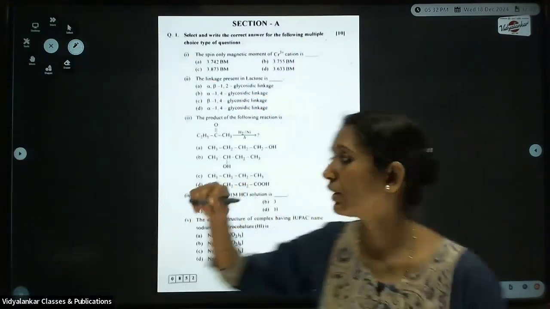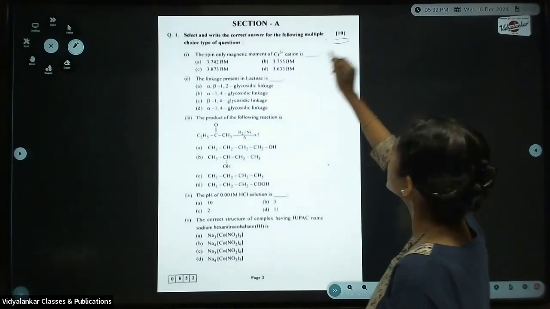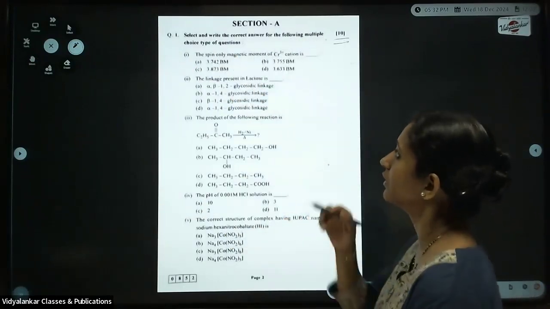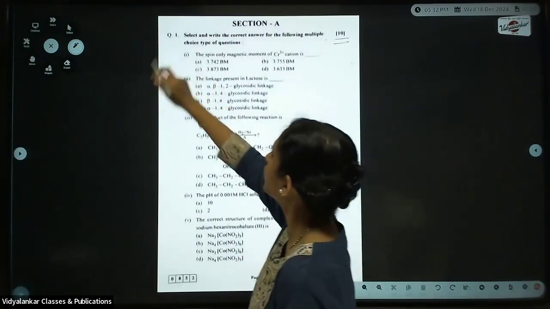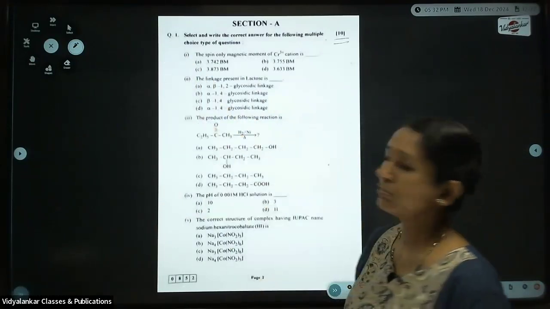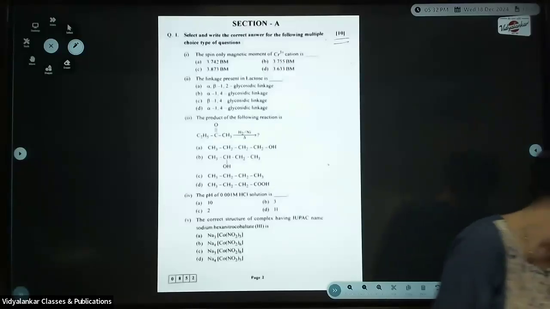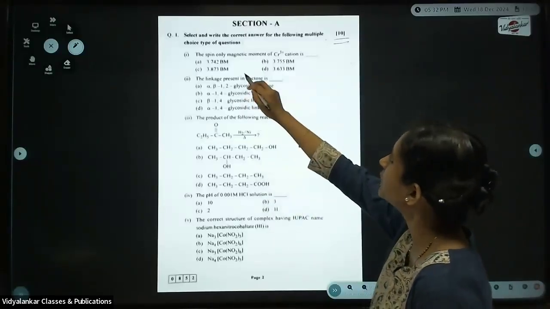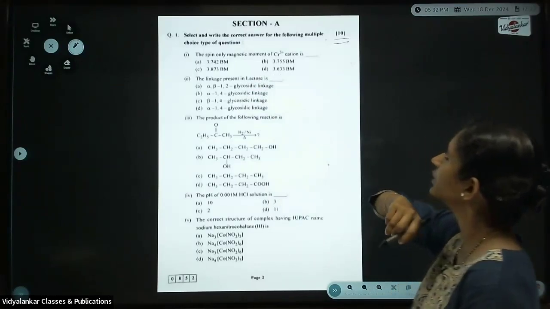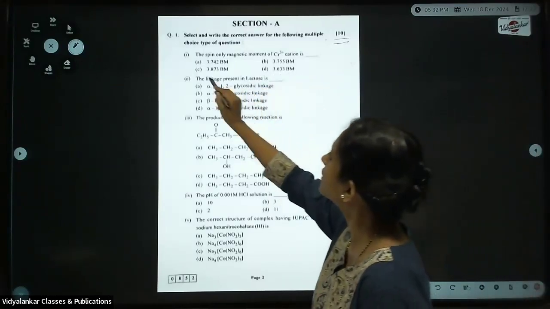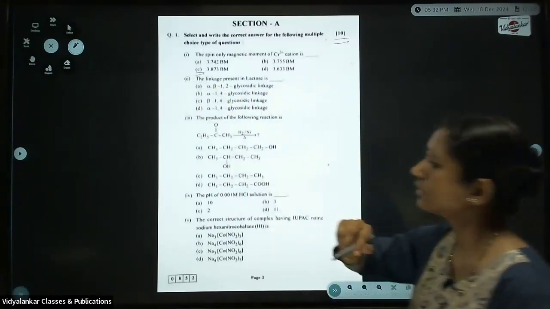Okay, so section A, 10 marks, that are multiple choice questions. As I explained, from question number 1, if you are attempting the first question, how will you answer it? The spin magnetic moment of Cr3 plus cation is. Now its answer is option number C.